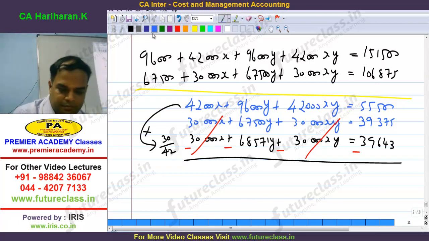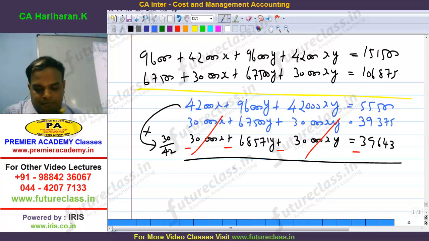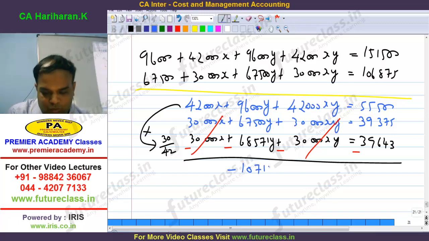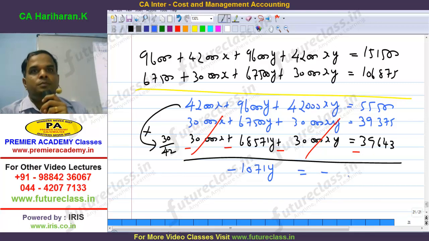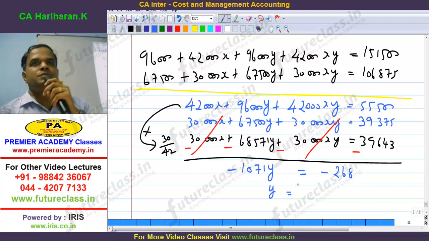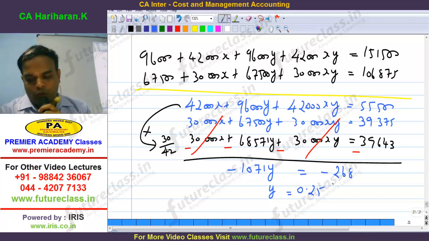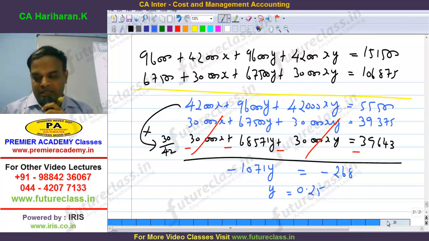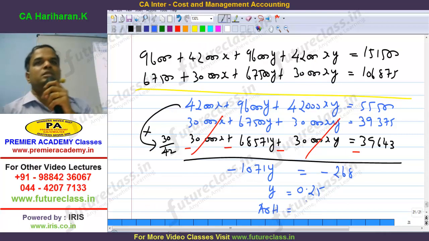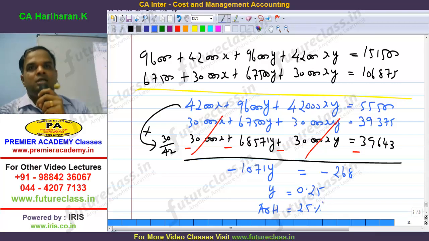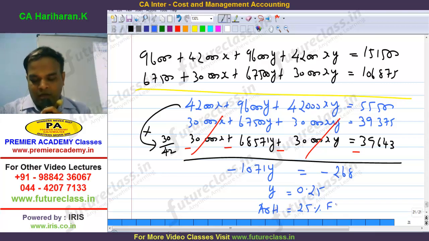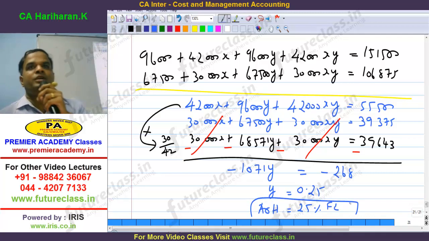Therefore, the remaining thing: 67,500 minus 68,571, that is minus 1,071 y, is equal to minus 268. Therefore, y is equal to how much? Y is equal to 0.25. Y represents which expenses? Administrative. So, administrative overhead is equal to how much? 25% on what cost? Factory cost or works cost. Understood or not? How many of you understood?